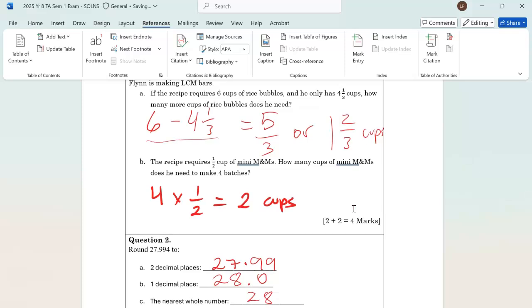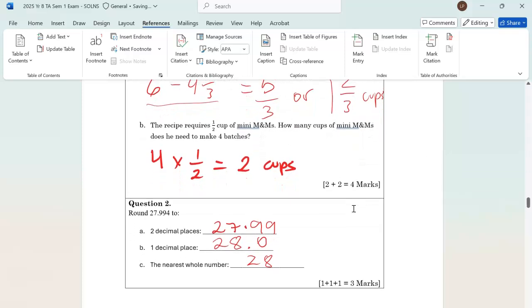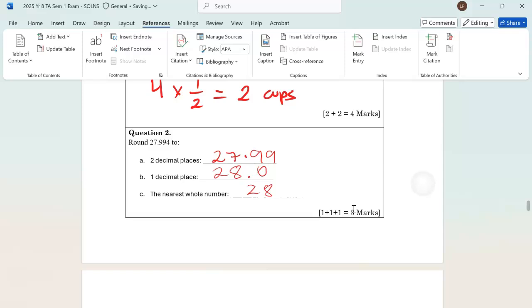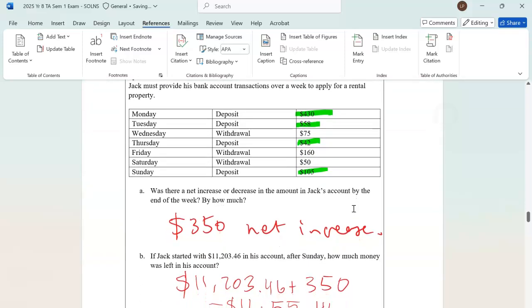Now here, Flynn is making LCM bars, okay, 6 cups of rice bubbles, only has 4 3/4, so obviously that is a subtraction, and it's 1 2/3 cups. Each one requires half. You're going to make 4 batches, that's 4 times a half. You can see this here, yes, 2 decimal places, 1 decimal place, and 1 decimal place, no decimal places. Now there's a net increase.